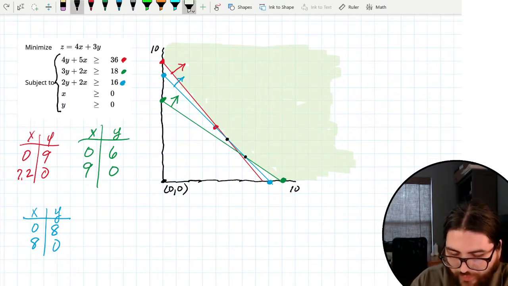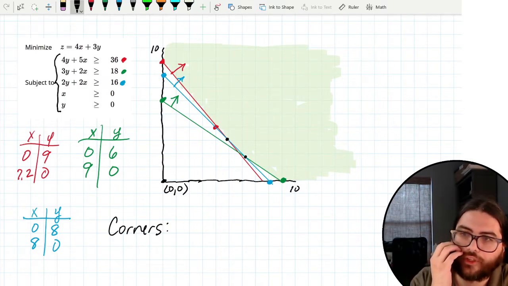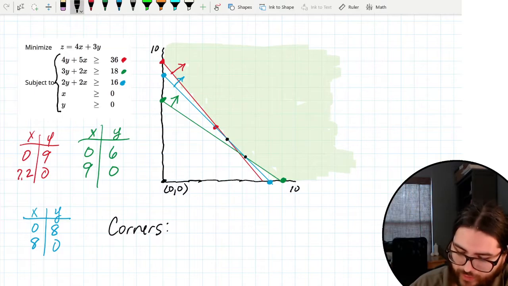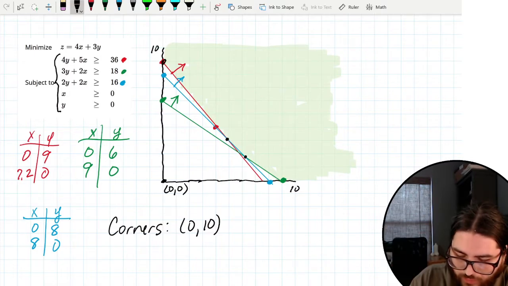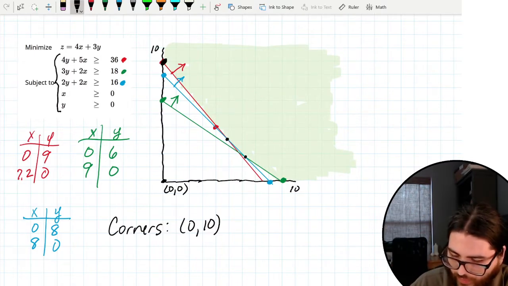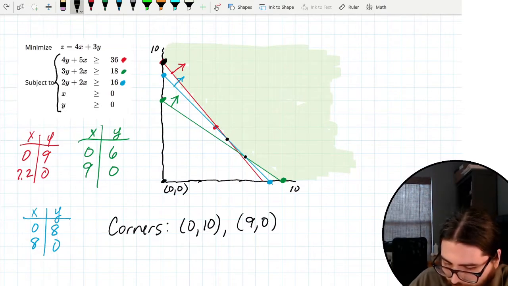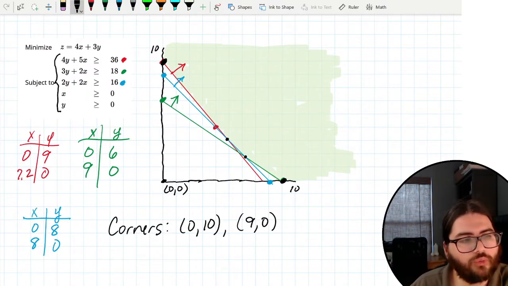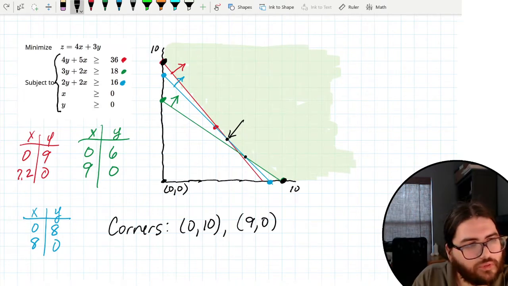Oops. Let's decide what our corner points are. 0, 0 is not a corner point for this region. It looks like 0, 10 is a corner point. That's this one. And 9, 0 was a corner point. That's this one down here at the bottom. But the other two, which I marked when I zoomed in, here and here, they're not labeled.